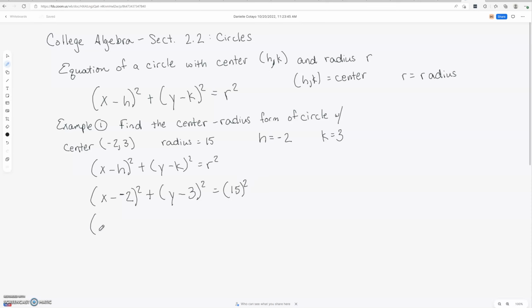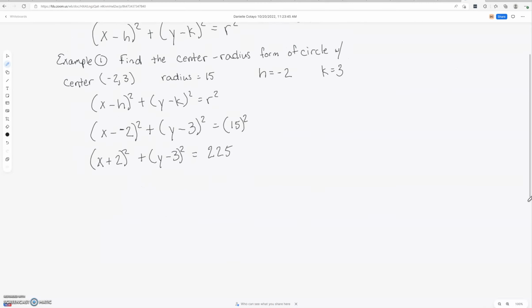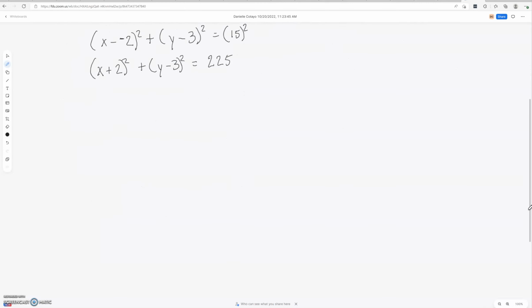Okay, and then I'm just going to simplify this a little bit. So x minus a -2, minus a negative becomes plus, so (x plus 2) squared plus (y minus 3) squared equals 15 squared, which is 225. Okay, so that was this first example, right? I'm going to go ahead and do another example.